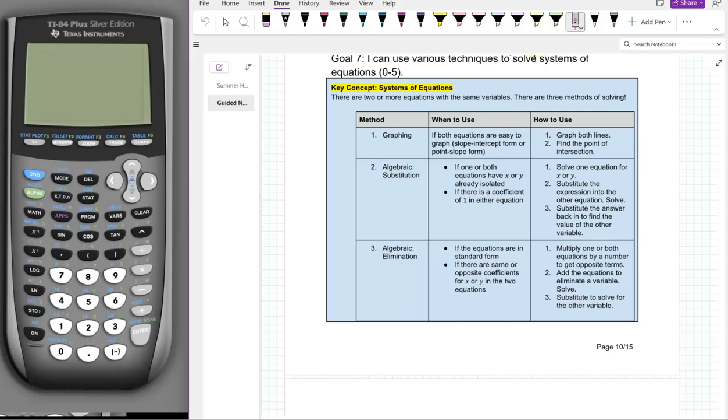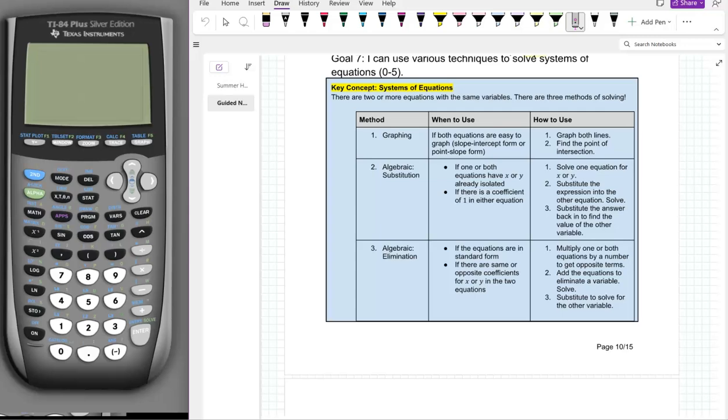However, graphing is not always best because a lot of times you'll have rational numbers as your answer, or fractions, in other words. So a lot of times also the questions will ask you to solve it algebraically. You're going to want to rely on substitution or elimination. If one of the equations or both of the equations already have x or y isolated, that means by itself, substitution is best. Or if there's a coefficient of 1 in either equation, so like if you have a 1x or a 1y, substitution is usually best. Here's the instructions for how to use substitution. We're going to go over that in an example, so I'm not going to go through that now.